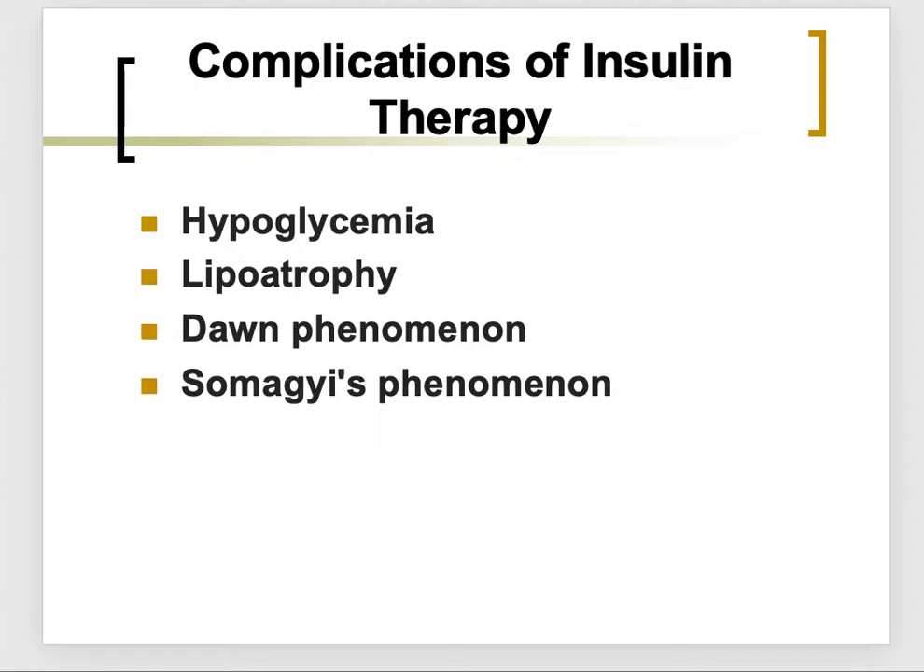The dawn phenomenon is sometimes called the dawn effect. It is an early morning, usually between 2 a.m. and 8 a.m., increase in blood glucose level. It's different from what we call chronic Somogyi.